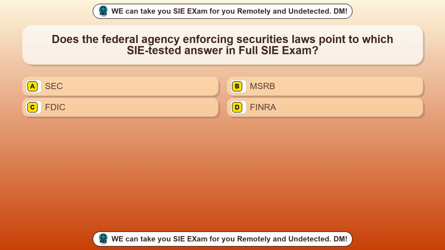Question 84. Does the federal agency enforcing securities laws point to which SIE tested answer in full SIE exam? Option A, SEC. Option B, MSRB. Option C, FDIC. Option D, FINRA.